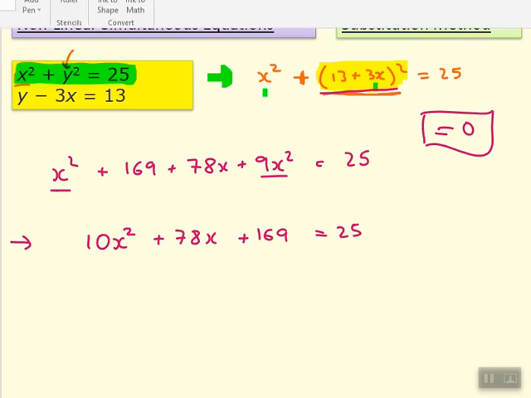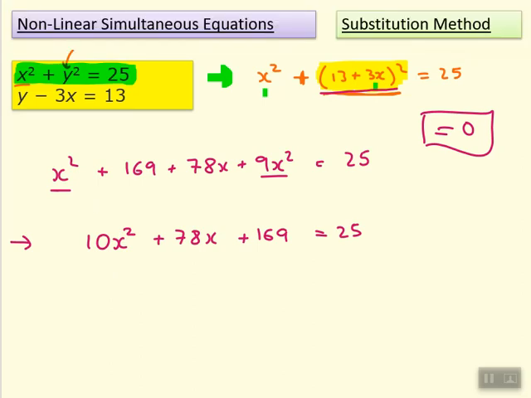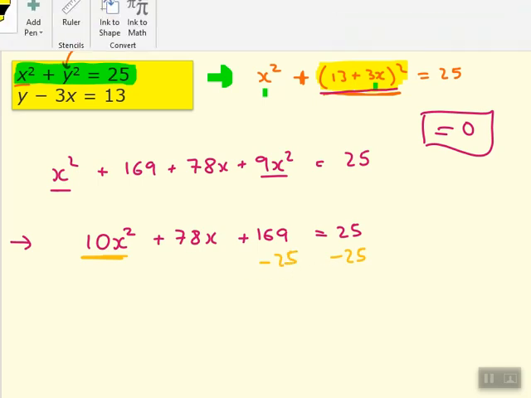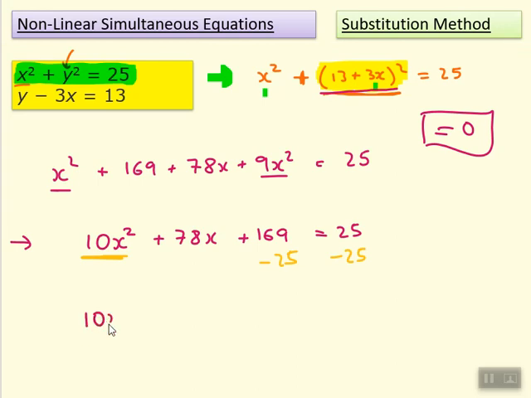To get 0 on one of the sides, remember we try to keep the x squared term positive, which it already is. So we're going to keep all of that there. We need to get 0 on one side, so we're going to subtract 25 from both sides. We're going to take away 25 from both sides. That's going to give us 10x squared plus 78x plus, what's that going to give us? It's going to give us 144 equals 0. That's a positive as well. And this is your quadratic equation, which you need to solve.